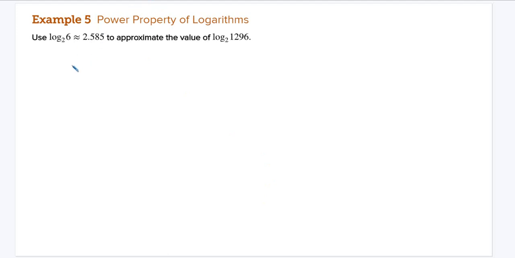Alright, let's finish the lesson with example 5. This will be our last one. So we have log base 2 of 6 given this time as approximately 2.585, and we are estimating what log 2 of 1296 is. Just like we did in example 3, we have a big number here, and we have to know what 1296 is equal to, especially related to 6. If you check it out, that is 6 times 6 times 6 times 6, that's 1296. So that means that is 6 to the power 4.